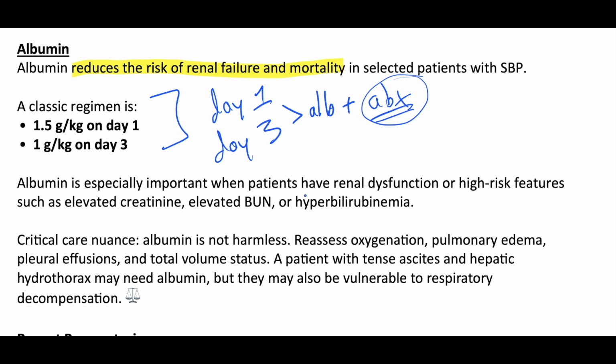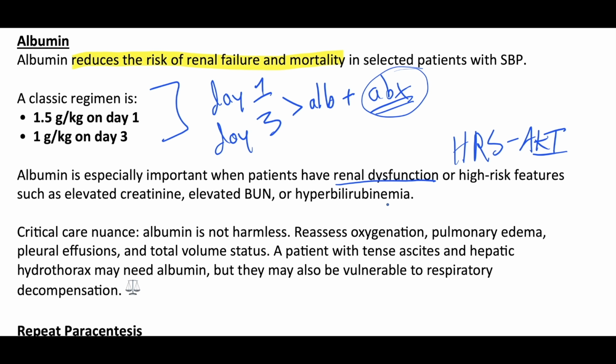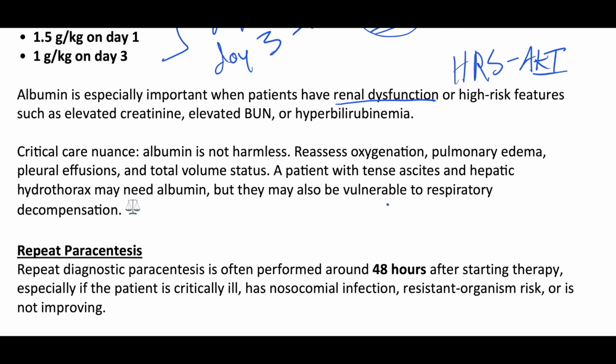Albumin is especially important when patients have concomitant renal dysfunction, right? These patients are at high risk for AKI, HRS. We actually did a whole episode on HRS, so if you're interested, definitely just search Whiteboard Medicine HRS and it'll pop up. But this is a common trigger for HRS, so albumin is important, okay? Do not miss it. It does decrease renal failure and improve mortality.